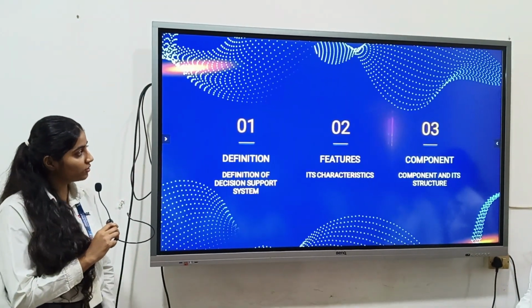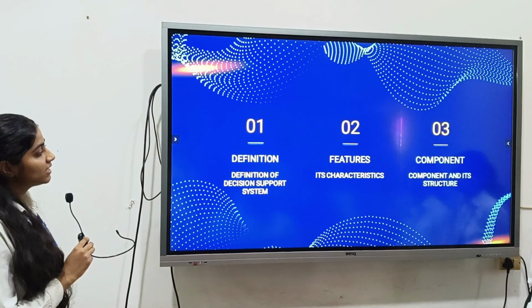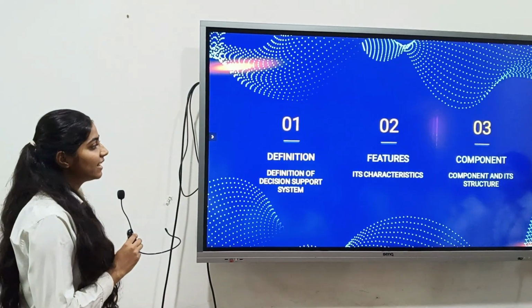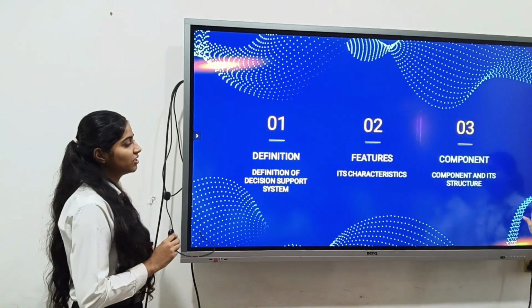The topics we are going to cover today are the definition of Decision Support System, its features and characteristics, and its components and structures.